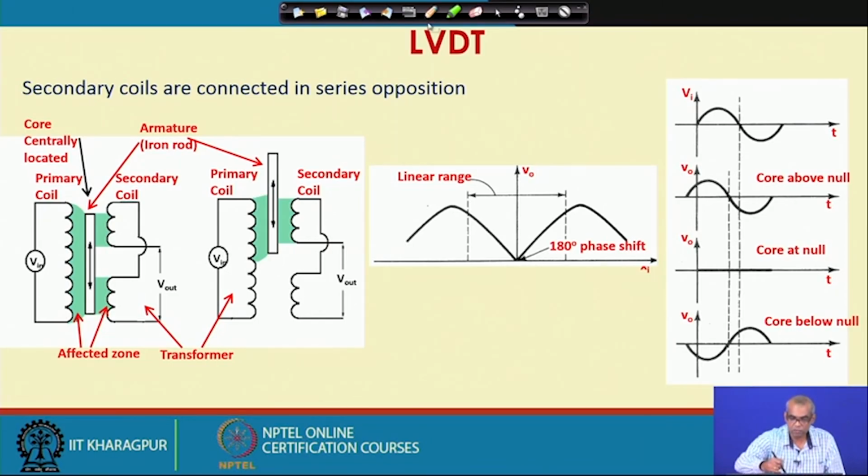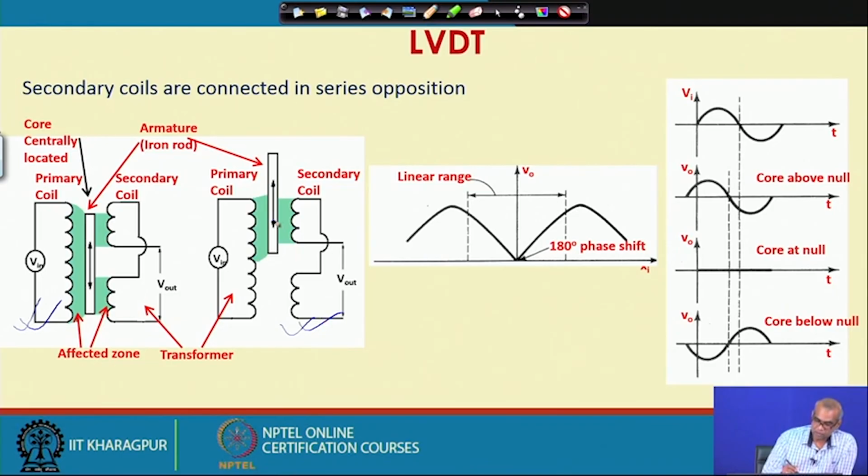So, this figure shows how this phase shift occurs. Here the core is centrally located. So, the output voltage is 0. So, this is core at null, whereas here the core has been pushed up. So, the core is above null. So, it shows a non-zero voltage.